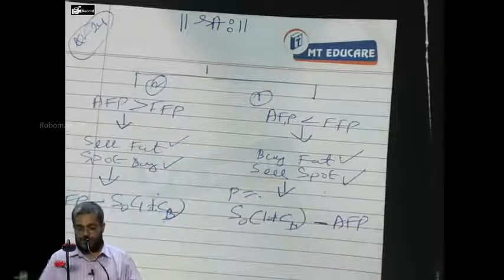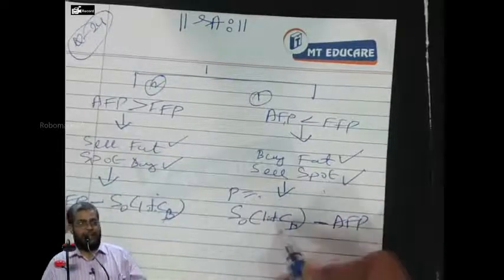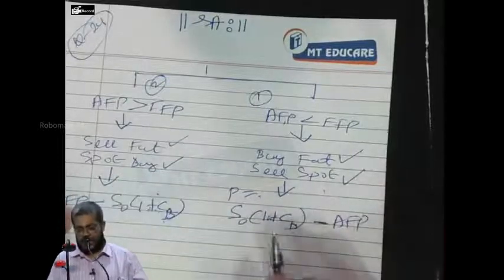Minus actual futures price. Simply, I buy at what? Actual futures price. Today I sell at what? Spot price, and even the deposit income. Yes or no? Now come to the second branch.